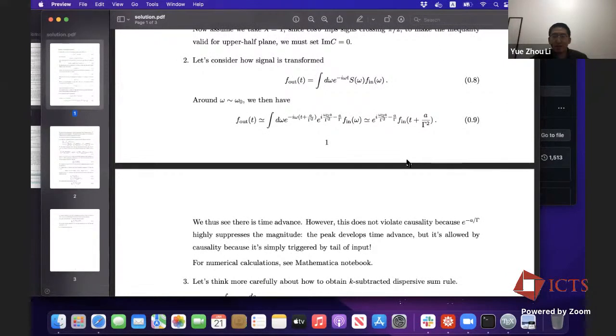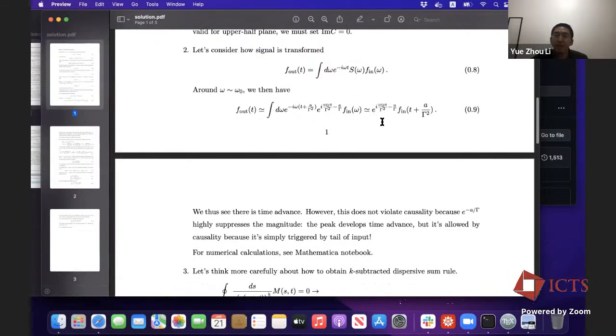This is pretty interesting, and it actually happens in optical experiments, where you will indeed measure this sort of phenomenon, but it doesn't violate causality at all, because the resolution is simple. If you look at the additional exponential factor, you will notice there is some factor of e to the minus a over gamma, which is an exponential decay. So this factor highly suppresses the whole output signal. Even though the Gaussian peak develops a time advance, the magnitude is actually highly suppressed. So it's allowed by causality because this output is actually triggered by the tail of the input.